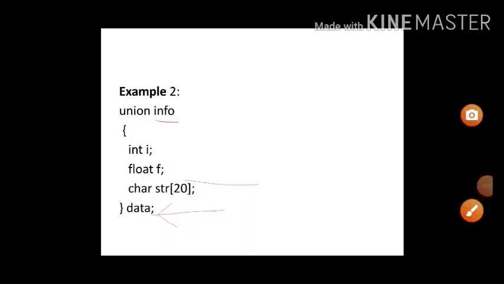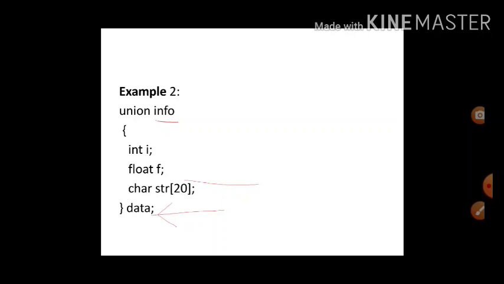Now a variable of type info can store an integer, a floating point number, or a string of characters. It means a single variable, that is same memory location, can be used to store multiple types of data. You can use any built-in or user-defined data types inside a union based on your requirement. The memory occupied by a union will be large enough to hold the largest member of the union. This is an important point you need to remember.